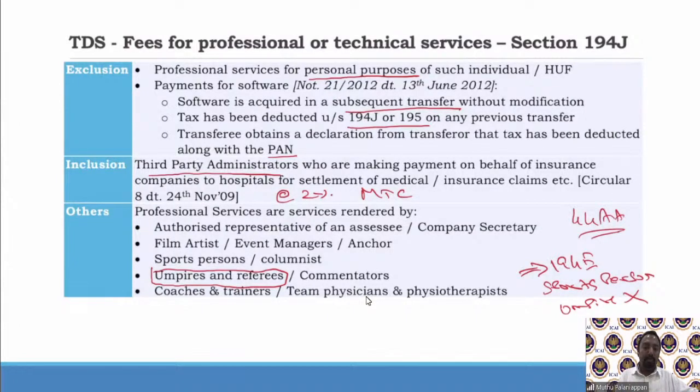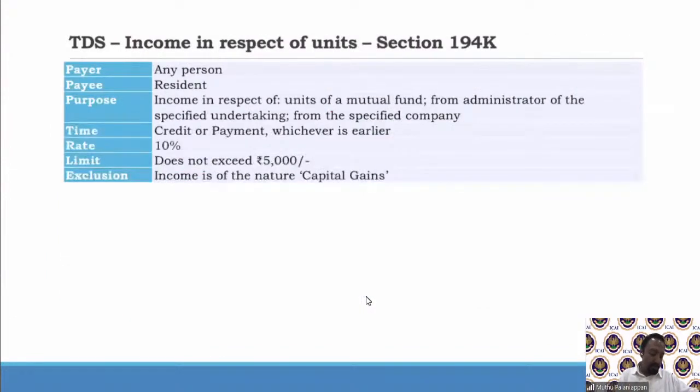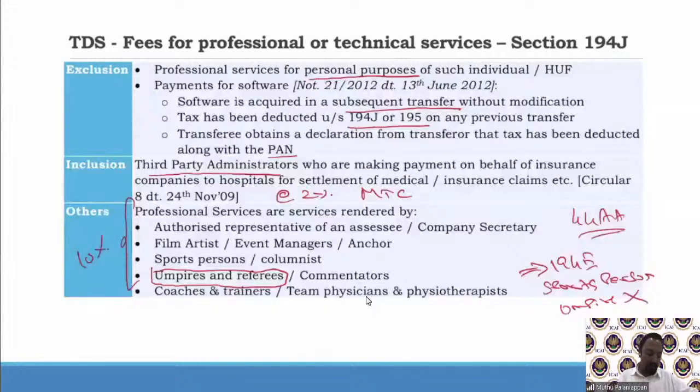So as I told you, professional services includes authorized representative and company secretary, film artist, event manager and anchor, sports person or columnist, umpires and referees. All of them are categorized as professionals. So what will be the rate for these people? For these people, it will be 10% because they are categorized as profession. So that is what is provided in this particular section. And so with that, we conclude 194J.